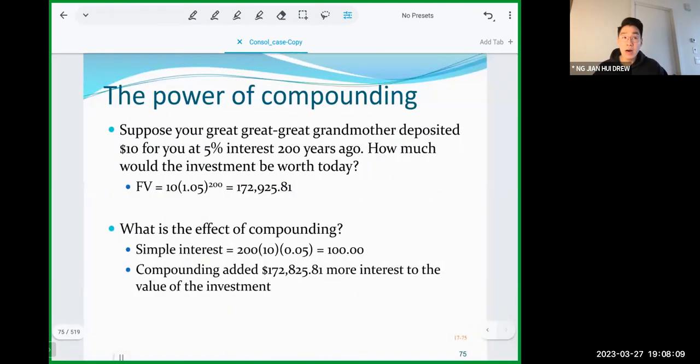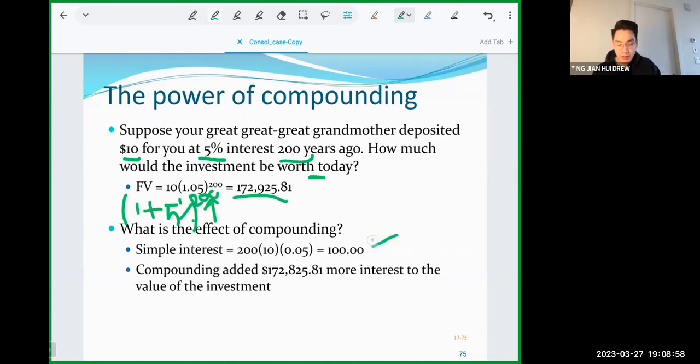These are very basic concepts. In finance, we never ever use simple interest; it's always compound interest. In this example, we have a $10 deposit at 5% for 200 years. How much will the investment be worth today, given this $10 was deposited 200 years ago? We use the compound interest formula: 1 plus 5% to the power of 200, because we have 200 years. This is the value of the $10 today.